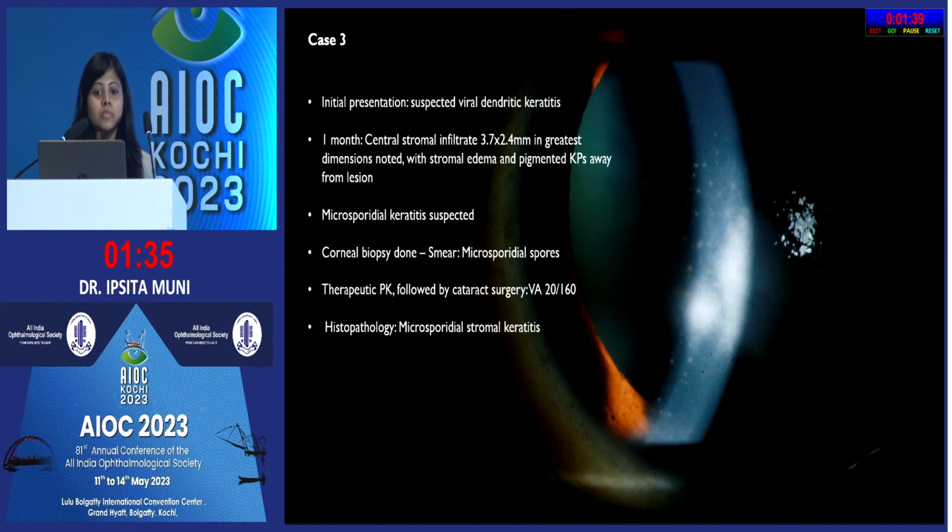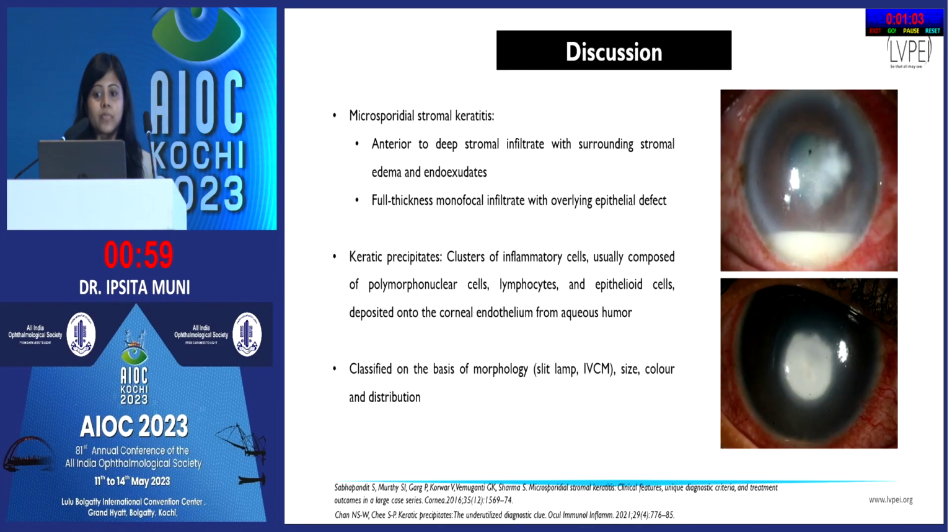So just to provide a summary of 1 case, this was a case which was initially suspected as viral dendritic keratitis and was receiving treatment for the same. After a duration of 1 month, a central stromal infiltrate was found with stromal edema and pigmented keratic precipitates away from the lesion. So based on this clinical feature, we suspected microsporial keratitis, and a corneal biopsy was done in which microsporial spores were found. Due to worsening of the condition, therapeutic PK was done, followed by cataract surgery, followed by final visual acuity of 20 by 160. And in histopathology, microsporial stromal keratitis was found.